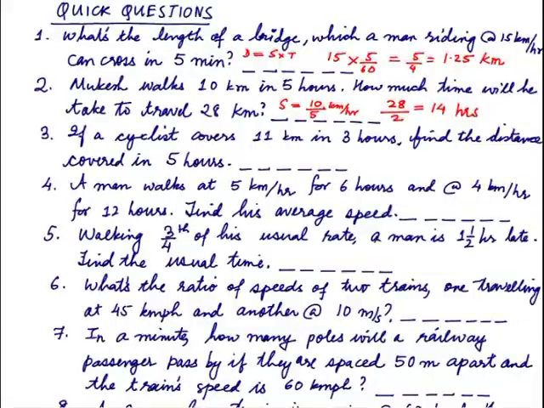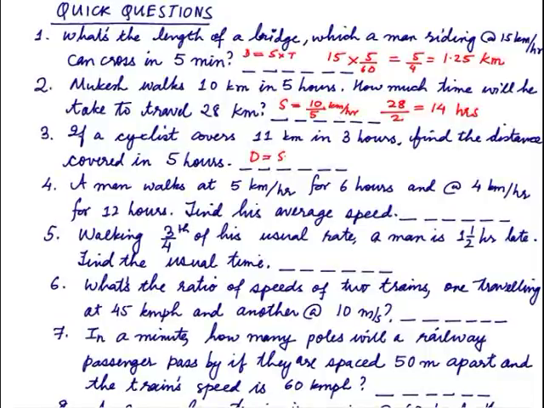We move on to question 3. Question 3 reads, if a cyclist covers 11 kilometers in 3 hours, so the speed is 11 by 3 kilometers per hour, find the distance covered in 5 hours. So we know very well that distance is speed into time. So here distance will be speed, which is 11 by 3 into time, which is 5. So our final answer will be 55 by 3 kilometers. Be very cautious about the units. There is no other problem otherwise. 11 by 3 was kilometers per hour and 5 was hours. Hours getting cancelled out. I hope this is clear.